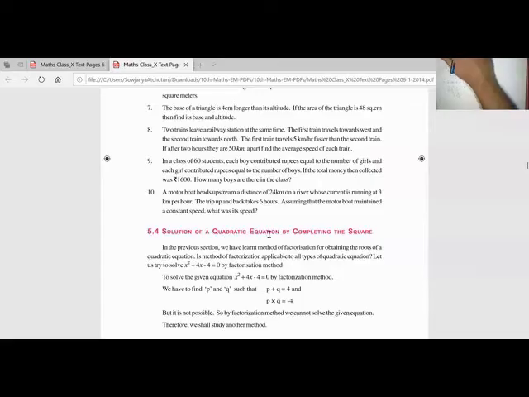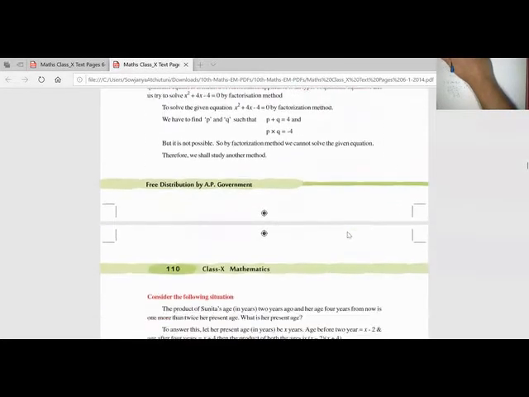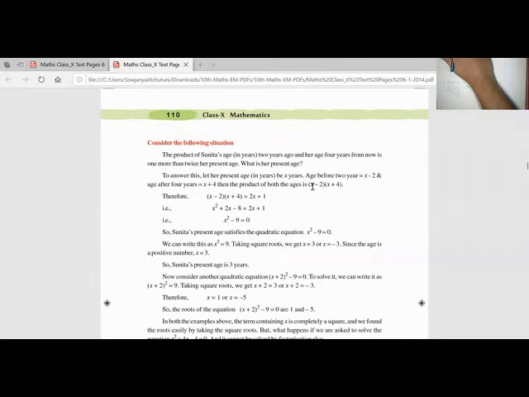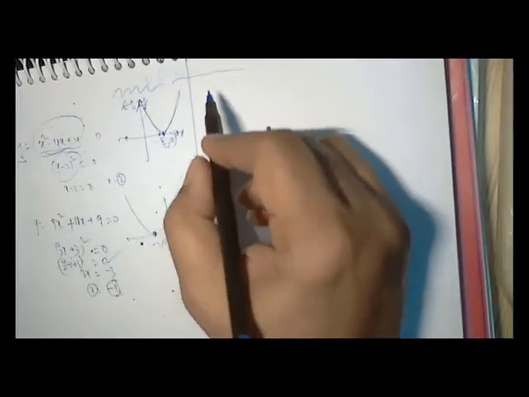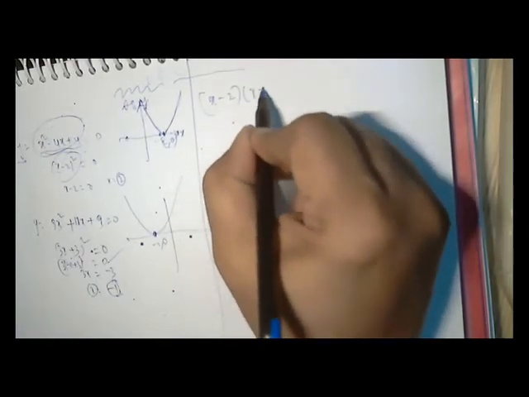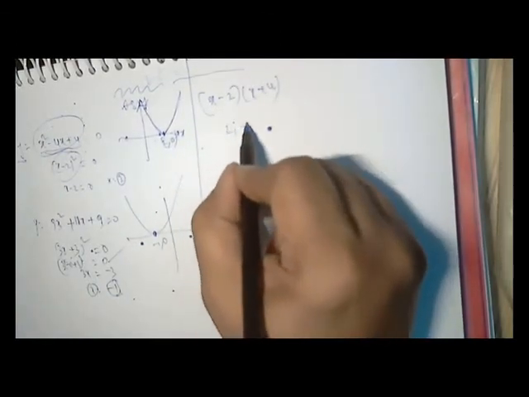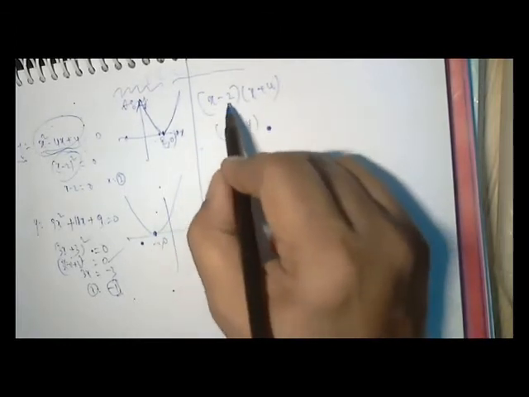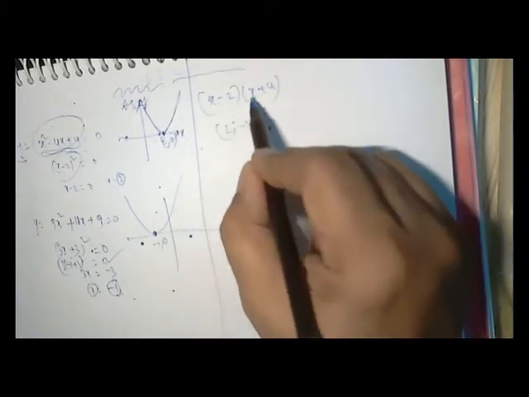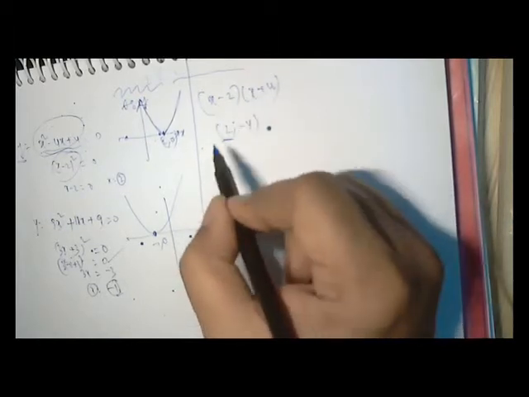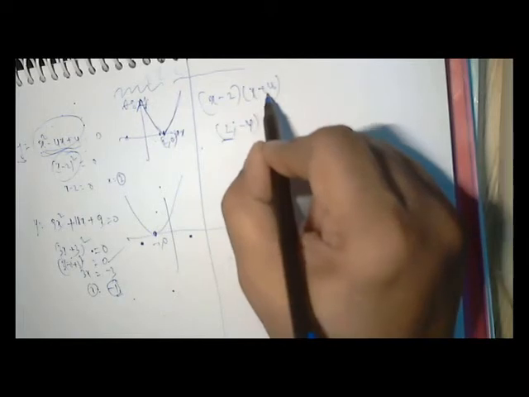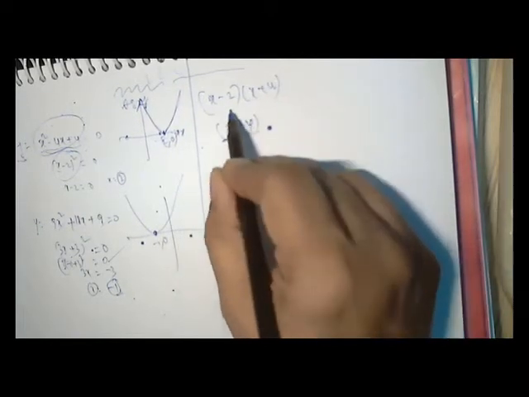Solution of a quadratic equation by completing the square. Let us take an example: x minus 2 into x plus 4. We know the roots are 2 and minus 4 for this, because when I put x is 2, 2 minus 2 is 0, 0 into 2 plus 4, 6, is 0, 0 into anything is 0. This is one of the roots. Then minus 4: when I put minus 4, this is 0, and 0 into anything is 0. So these are the roots of this equation.